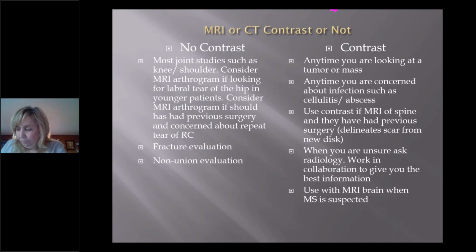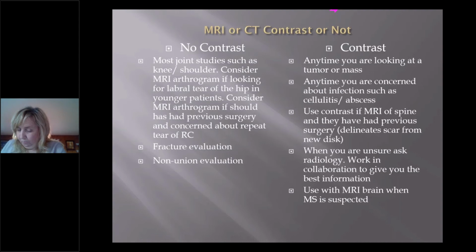So contrast, regardless of MRI or CT, anytime you're looking for a tumor or mass, contrast can be helpful. Anytime you're worried about the itises, infection, cellulitis, abscess, those are beneficial to utilize contrast. Again, keeping in mind, are they safe from a renal standpoint?